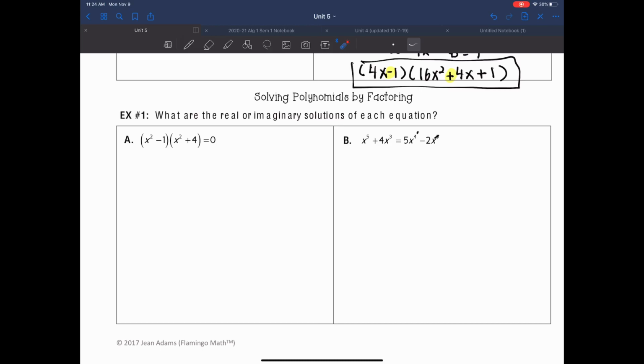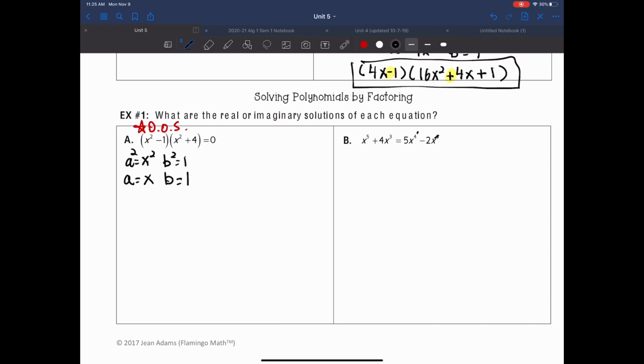I could factor this x squared minus 1 down farther, and so let me go ahead and show you what that would look like. So since this is technically a difference of squares, I can say, well, I know that a squared is equal to x squared, and b squared is equal to 1, so a must be equal to x, and b must be equal to 1.